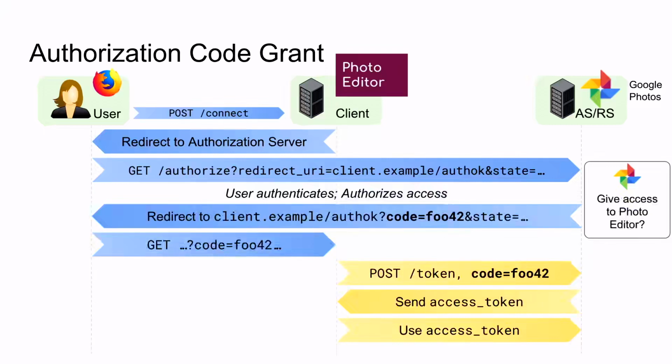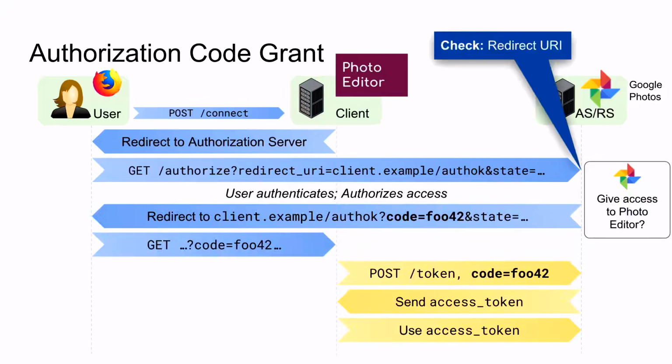OK, so this is the authorization code grant type. We see the important things here, the authorization code, the access token, and of course, there's a lot of checks going on in the background. For example, we here have a so-called redirect URI parameter. That parameter is used to determine where the authorization response is being sent to.